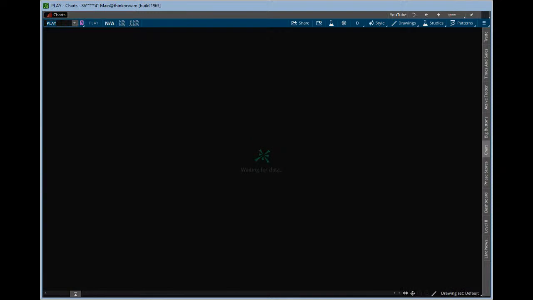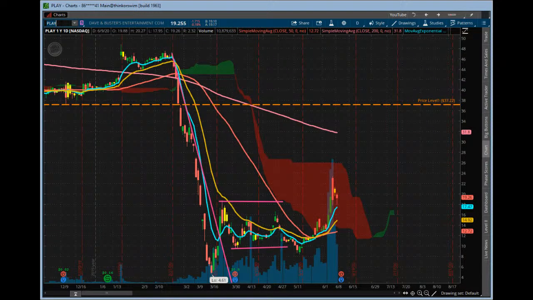So this play is hanging in there. It got a pretty decent move the other day, right? Some big volume coming in, nice increasing volume. Got a good move up here. Just couldn't get any farther than this right here.